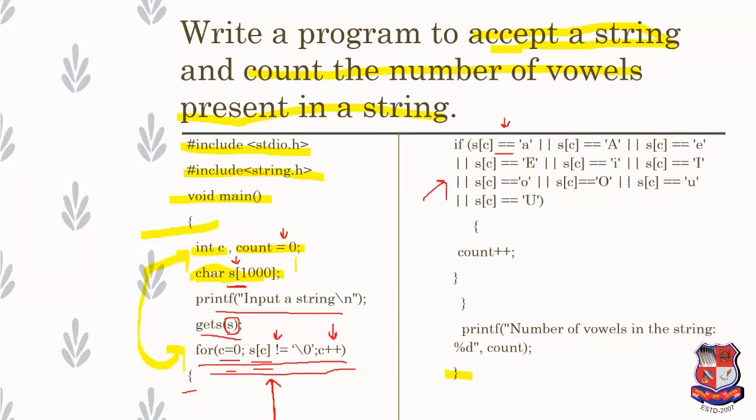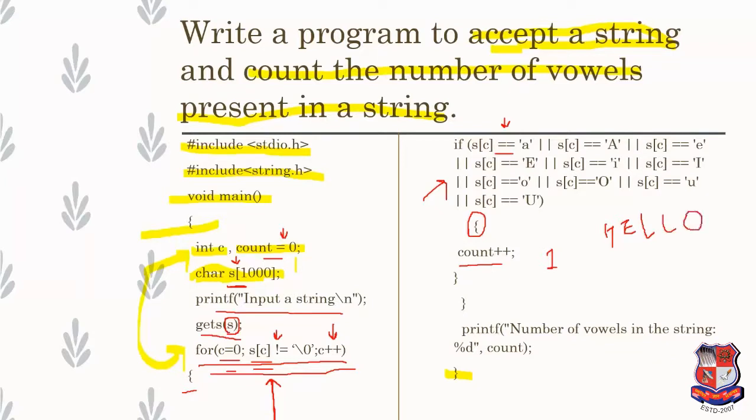If s of 0 is any one of these, then what happens? You can see the braces of the if here. Count gets incremented. The value of count was 0, and it will get incremented by 1. Suppose I have the string hello, with H, E, L, L and O. I have a string of 5 letters.